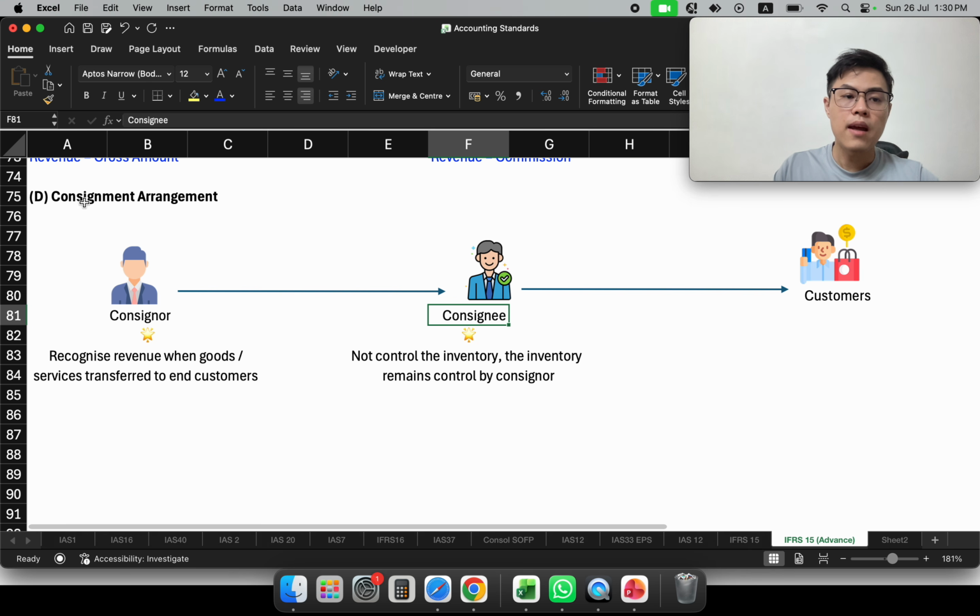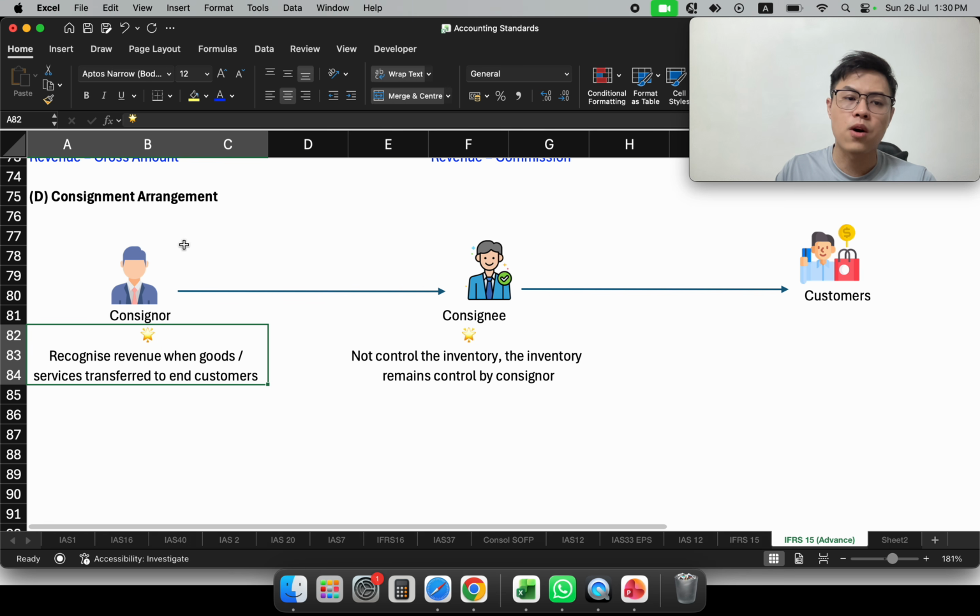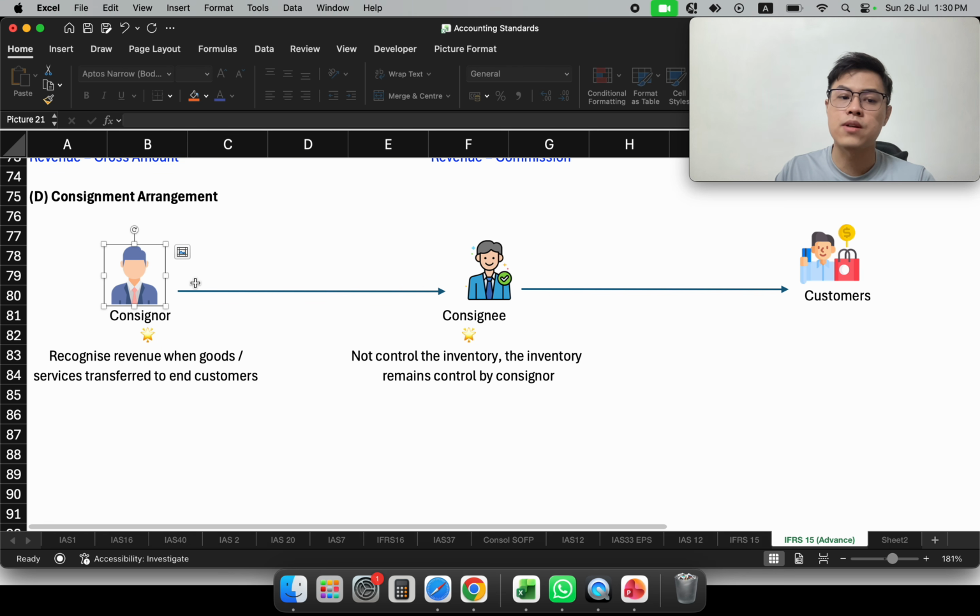And in this consignment arrangement, normally the consignor will put the stock in the consignee's place, and the customer will buy from the consignee, because maybe the consignee's traffic is very good. There are a lot of customers going into their shop. Okay, so I just put it there, and then the customer will buy. So the issue here is that when the goods transfer from consignor to consignee, can the consignor recognize it as their revenue?